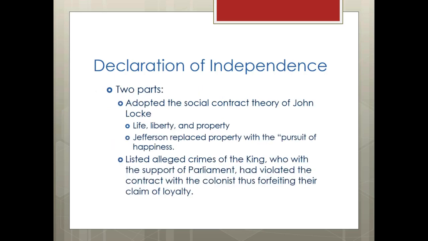The Declaration of Independence had 2 parts. The first part was the social contract theory that had been adopted from the theory of John Locke. And Locke had stated that every person was entitled to life, liberty, and property. Jefferson replaced property with the pursuit of happiness. So in the Declaration of Independence, it says life, liberty, and the pursuit of happiness. So that was one part of the Declaration of Independence. The other part listed the alleged crimes of the king, who with the support of Parliament had violated the contract, meaning the social contract, with the colonists, thus forfeiting their claim of loyalty.